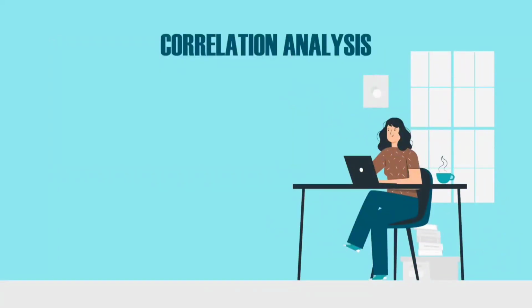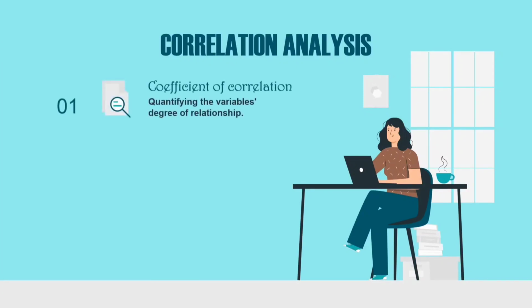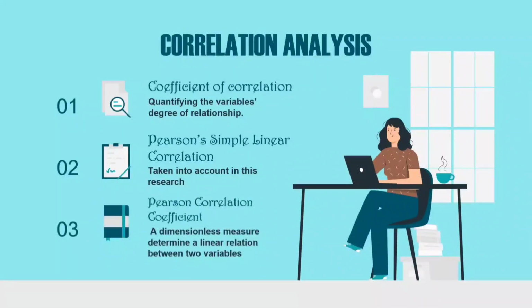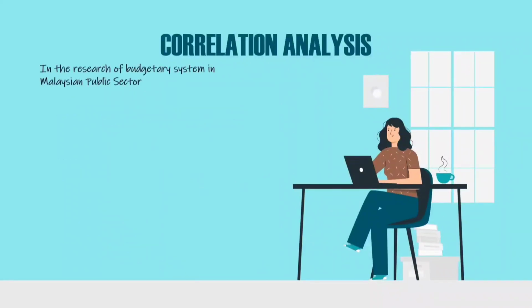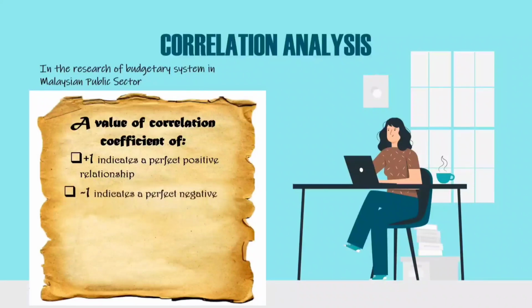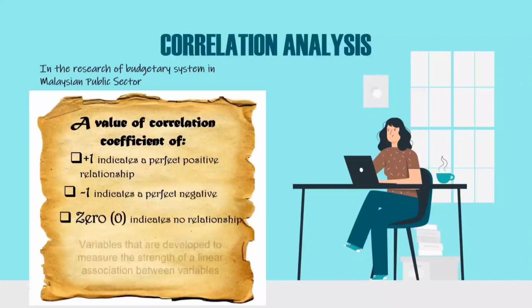Moving on, correlation analysis. Correlation analysis defines the coefficient of correlation as the measure for quantifying the variables' degree of relationship. In this research, the application of Pearson's simple linear correlation is mainly taken into account. The Pearson correlation coefficient is a dimensionless measure which determines a linear relation between two variables. Therefore, in this research of the budgetary system in the Malaysian public sector, a correlation coefficient value of +1 indicates a perfect positive relationship, -1 indicates a perfect negative relationship, while 0 indicates no relationship between the variables, developed to measure the strength of a linear association between variables in this research.